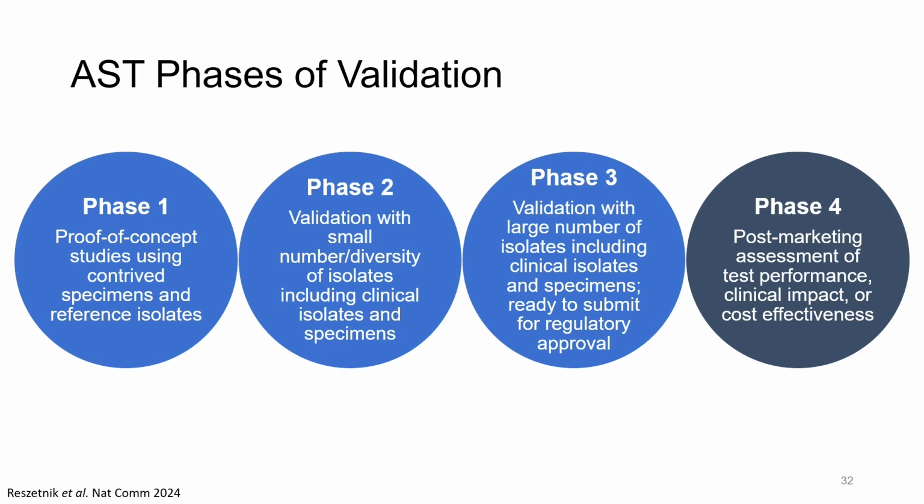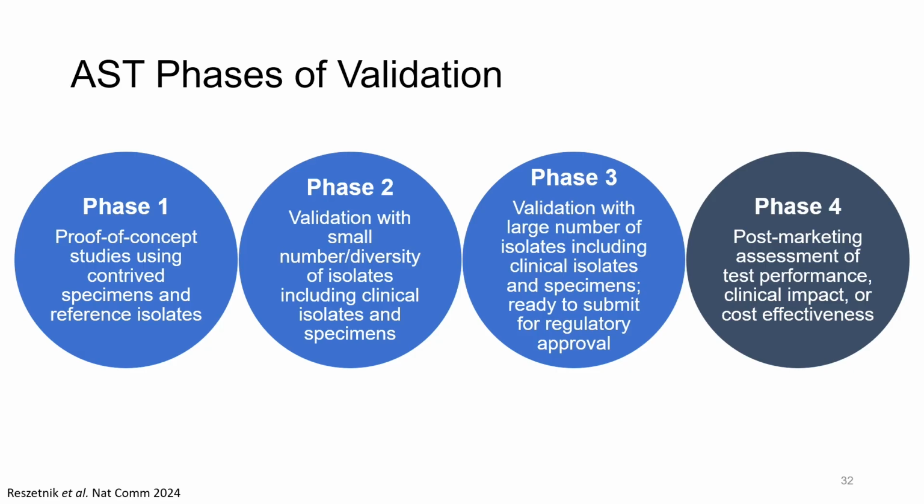In our review article, we tried to describe, similar to how you would describe pharmaceuticals in their stages of development, these AST phases of validation. Everything from phase 1, which is just a proof of concept, a beginning level study, to phase 3, which is the thing you would hand to the FDA or Health Canada to get your technology approved. And then phase 4, which is post-marketing: is this a clinically effective tool or not?